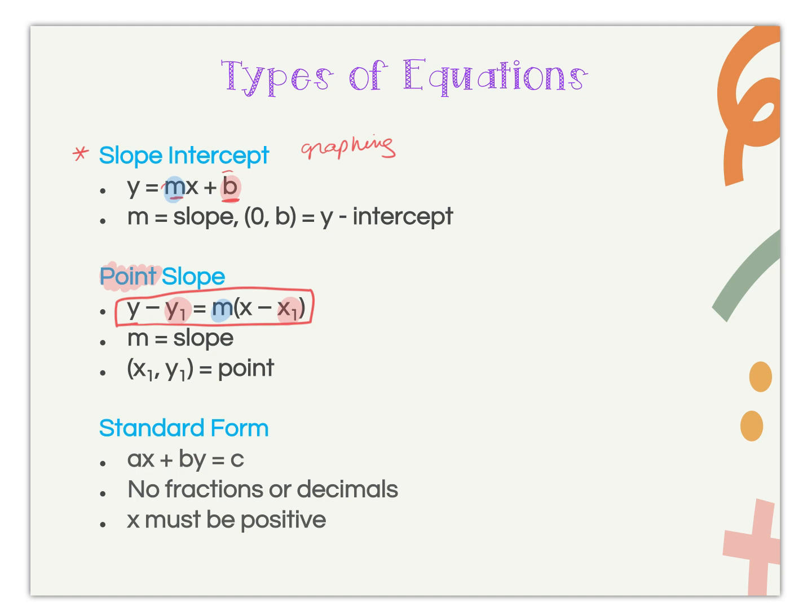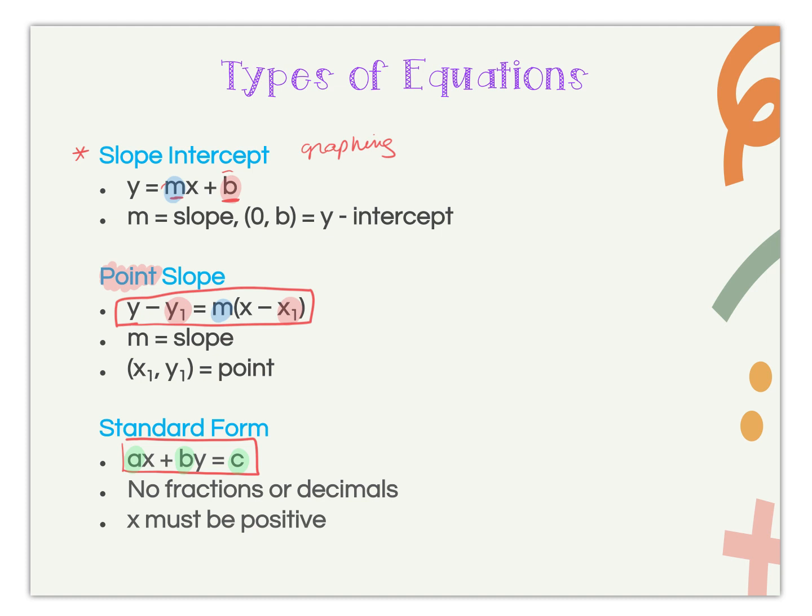And then the last one is standard form. In standard form, notice the x and the y are on the same side, and the c is on the other. There are some important features with this as well. You're going to have an a value, a coefficient, a b value, and a c value. Neither a, b, nor c can be fractions or decimals, and the coefficient in front of x, the a, has to be positive.